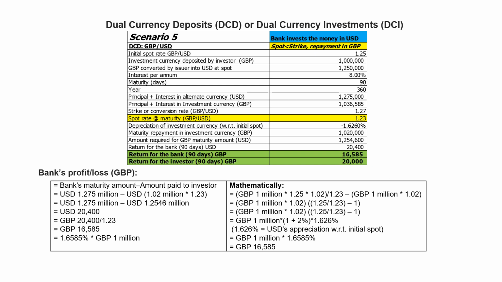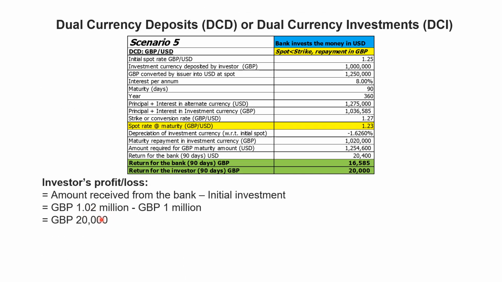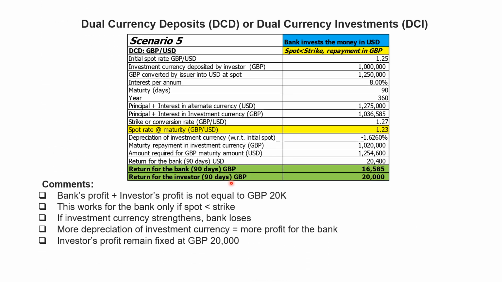For the investor, the gain is simply GBP 1.02 million, which it receives from the bank, minus the GBP 1 million which it invested, which is GBP 20,000. Note that the sum of the profit and/or losses of the two parties is not equal to GBP 20,000 where the bank invests the initial GBP 1 million after converting it into USD.